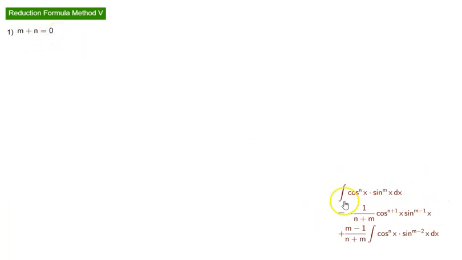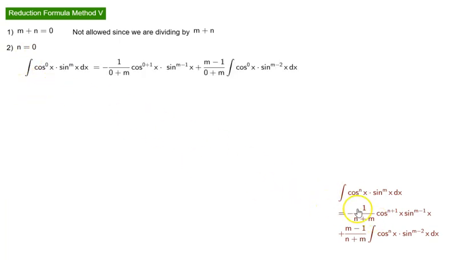Now if you look at this formula, you will notice that n plus m is in the denominator. So it can't be 0. Not allowed since we are dividing by m plus n. Now, what if n is equal to 0? Then let's take this formula and substitute n with 0.